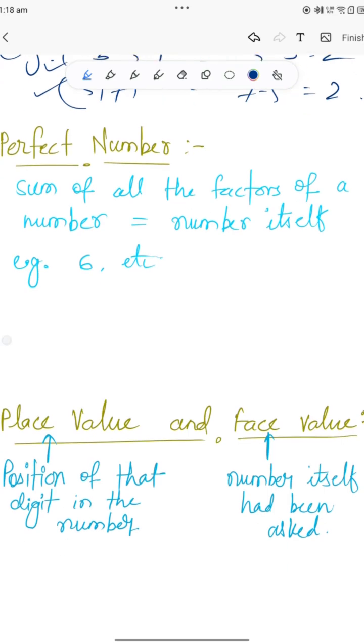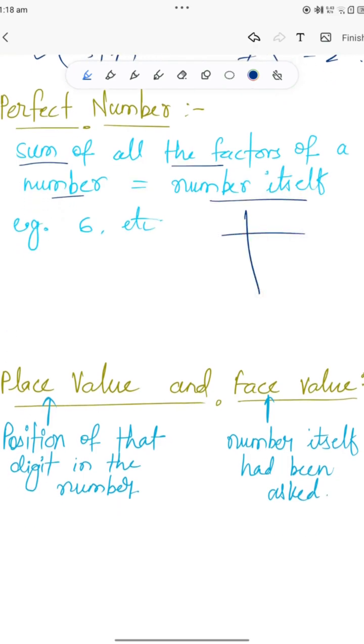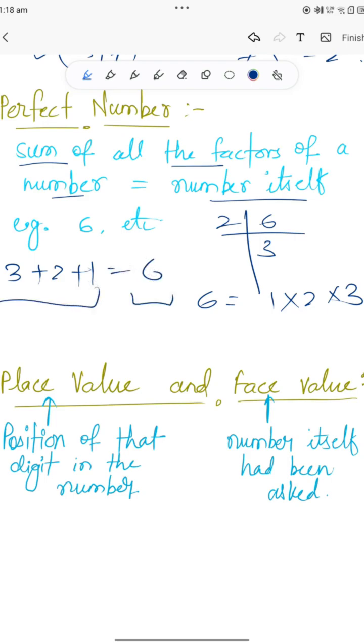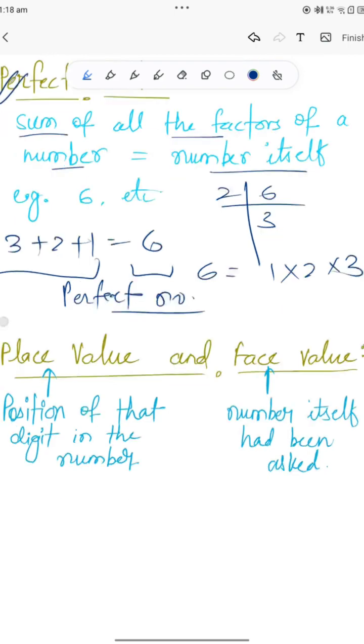Okay, next coming to the perfect number. What is a perfect number? If the sum of all the factors of a number is equal to the number itself, then it is called a perfect number. How? Suppose we have 6. So 2 threes are 6. What are the factors of 6? 1, 2, 3. So 3 plus 2 plus 1 is equal to 6. So the factors and the number itself are the same. So this particular number is called a perfect number. So you have to figure out what other numbers have factors that sum to the number itself. Like 6 is there, and which other numbers are there? So go for it and find the perfect numbers.